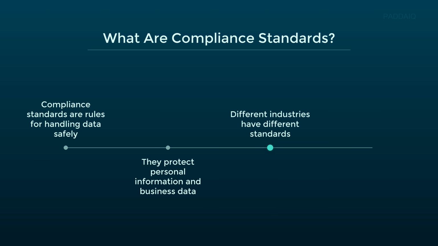Different industries have different standards. This means the rules for data security and privacy vary by sector. For example, healthcare must follow HIPAA to protect patient records, while retail does not. Each industry must adopt the specific standards that govern its operations to ensure legal and secure practices.